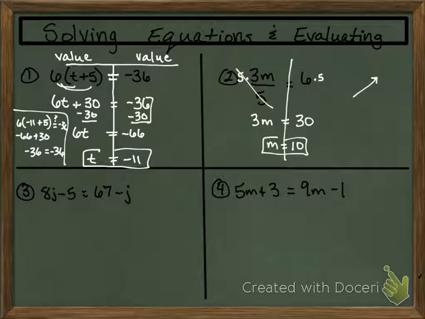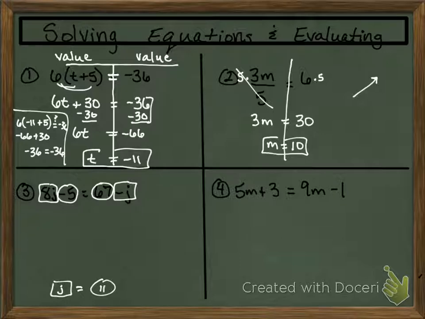All right, so let's look at number 3. This one has 2 sets of variables. So j is here, I have a negative 5, a positive 66, and then a negative j here. Remember, our whole goal at the end of this is to get 1j is equal to something with a number in it. So we're going to add or subtract and manipulate this equation. Well, I'm going to move.